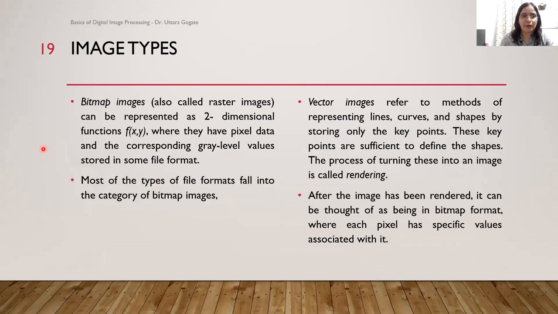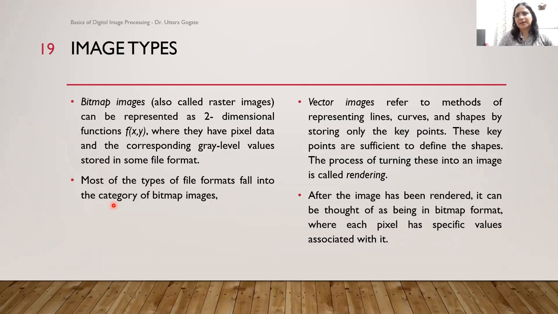Now we will discuss some of the image types which are generally used in image processing. Generally, in image processing we use bitmap images, which are also raster images. As we have already discussed, it is the 2D representation function f of x comma y, having the pixel data and the corresponding gray level value stored in some file format. So they all are called bitmap images. There are a number of such file formats available for storing bitmap images.